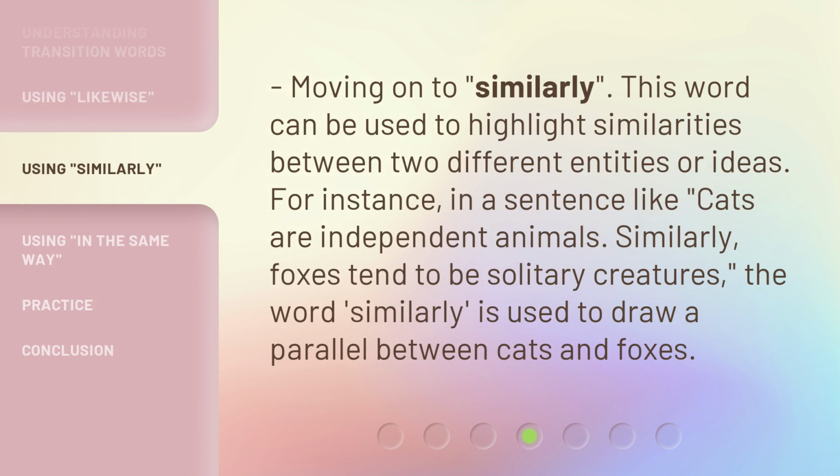Moving on to similarly. This word can be used to highlight similarities between two different entities or ideas. For instance, in a sentence like, "Cats are independent animals. Similarly, foxes tend to be solitary creatures." The word similarly is used to draw a parallel between cats and foxes.